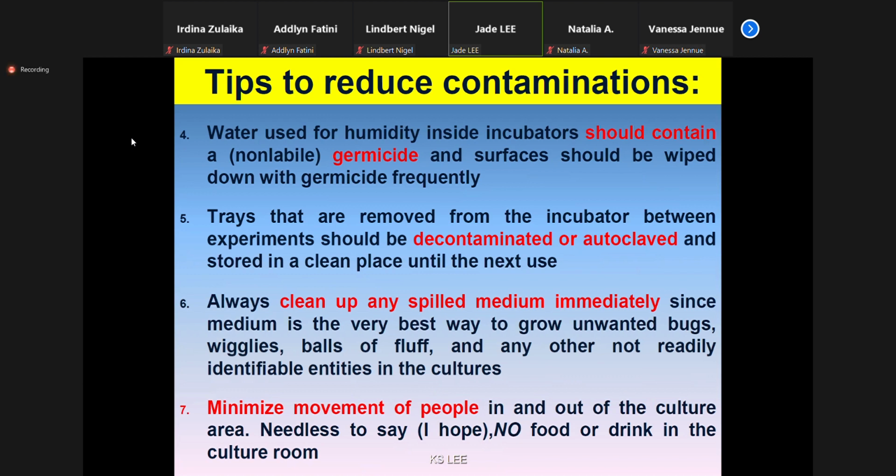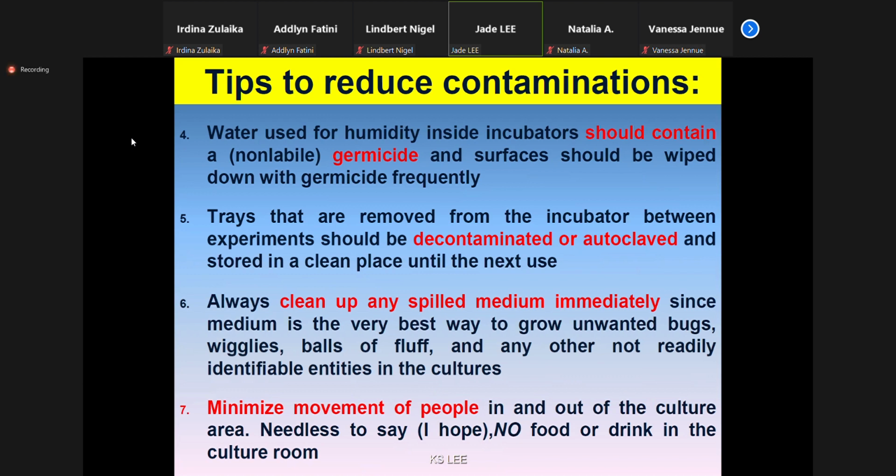So if there is any spillage, you need to clean it immediately, and also minimize the movement of people in and out of the culture room, and needless to say, no food or drink in the culture room.